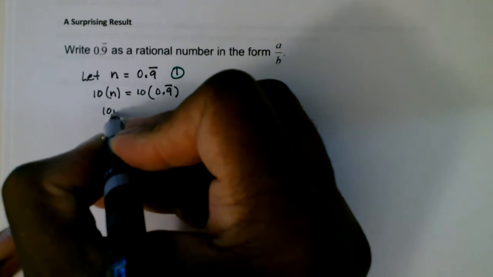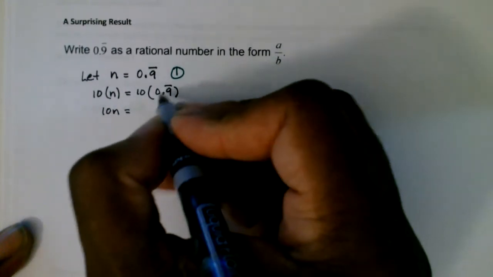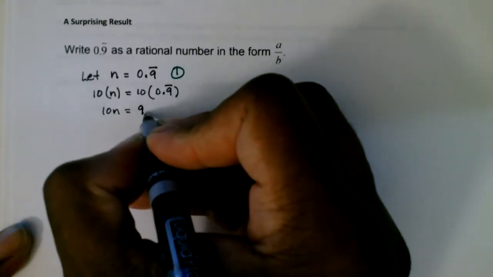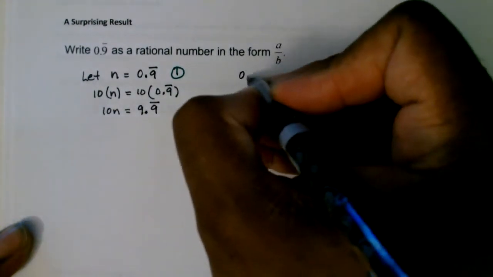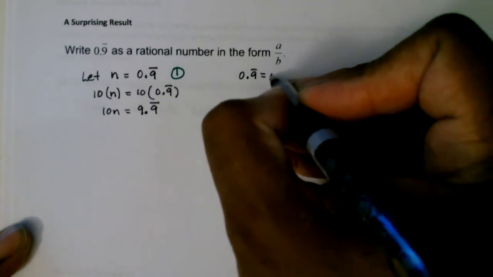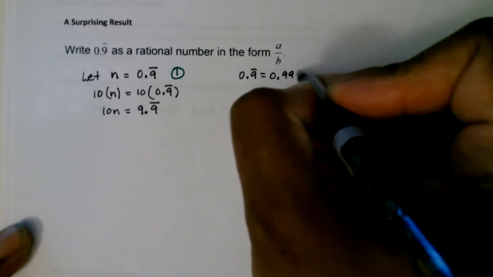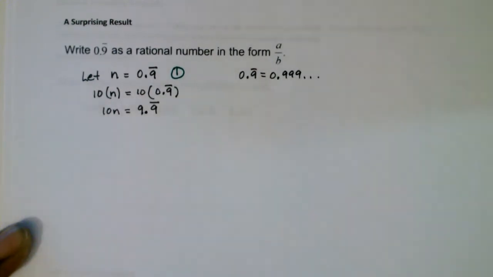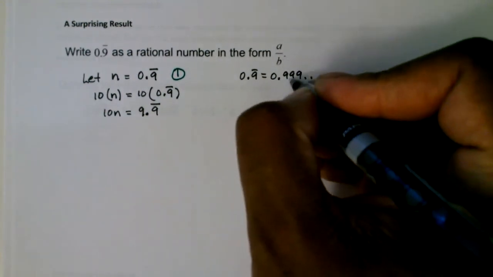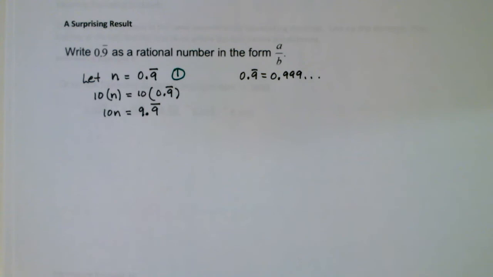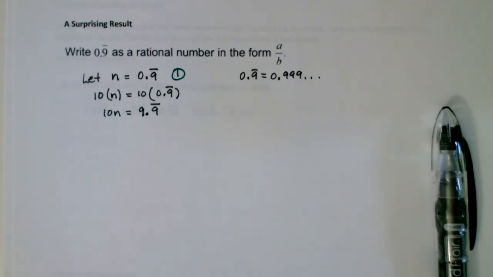So that means I'm going to have 10n is equal to, and if I move the decimal point one place to the right, it'll be 9.9 repeating. Because if you recall, 0.9 with the bar on top means 0.999, and it goes on and on without end. So move the decimal point one place to the right, it'll be 9.9, where the 9 repeats. And that will be equation 2.